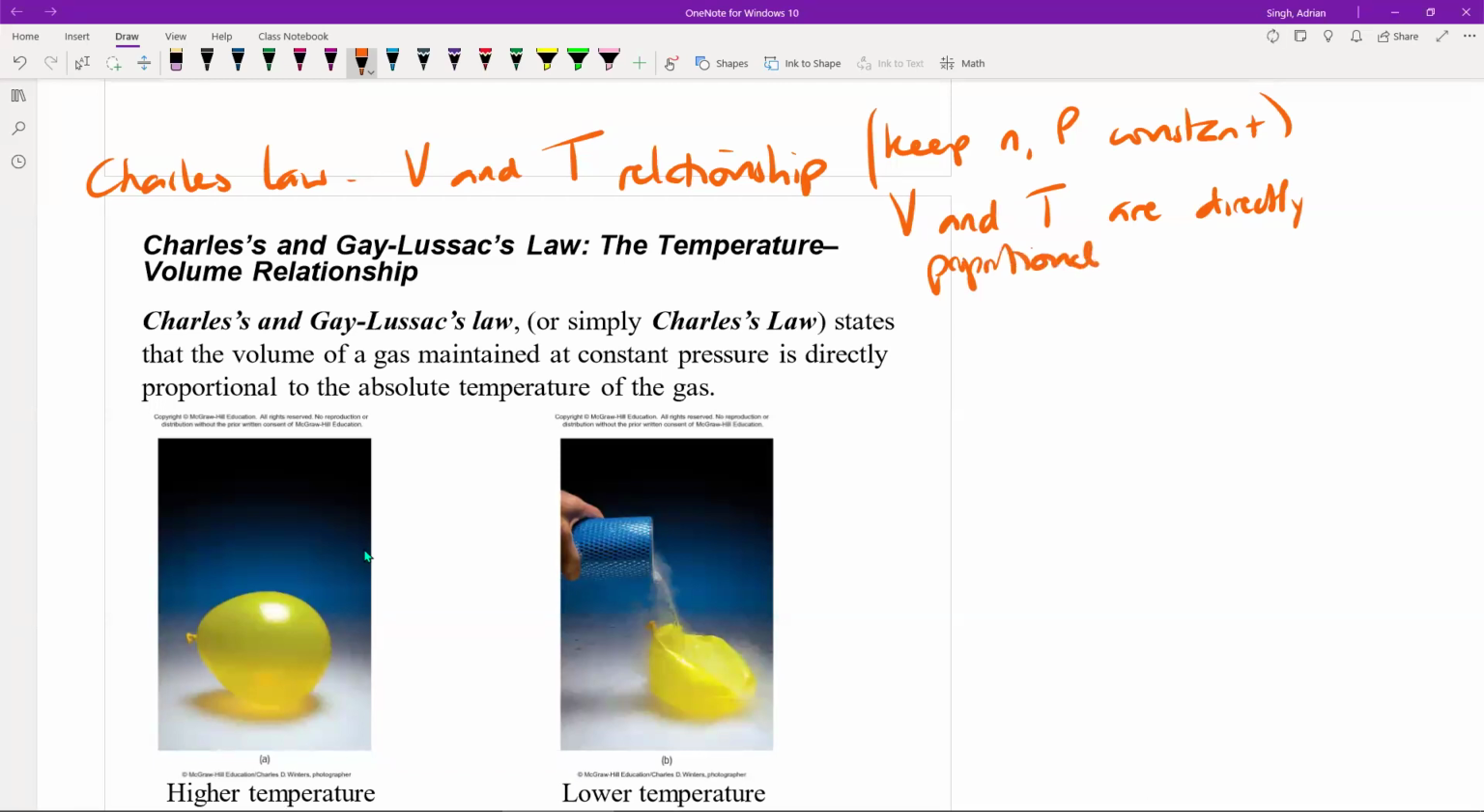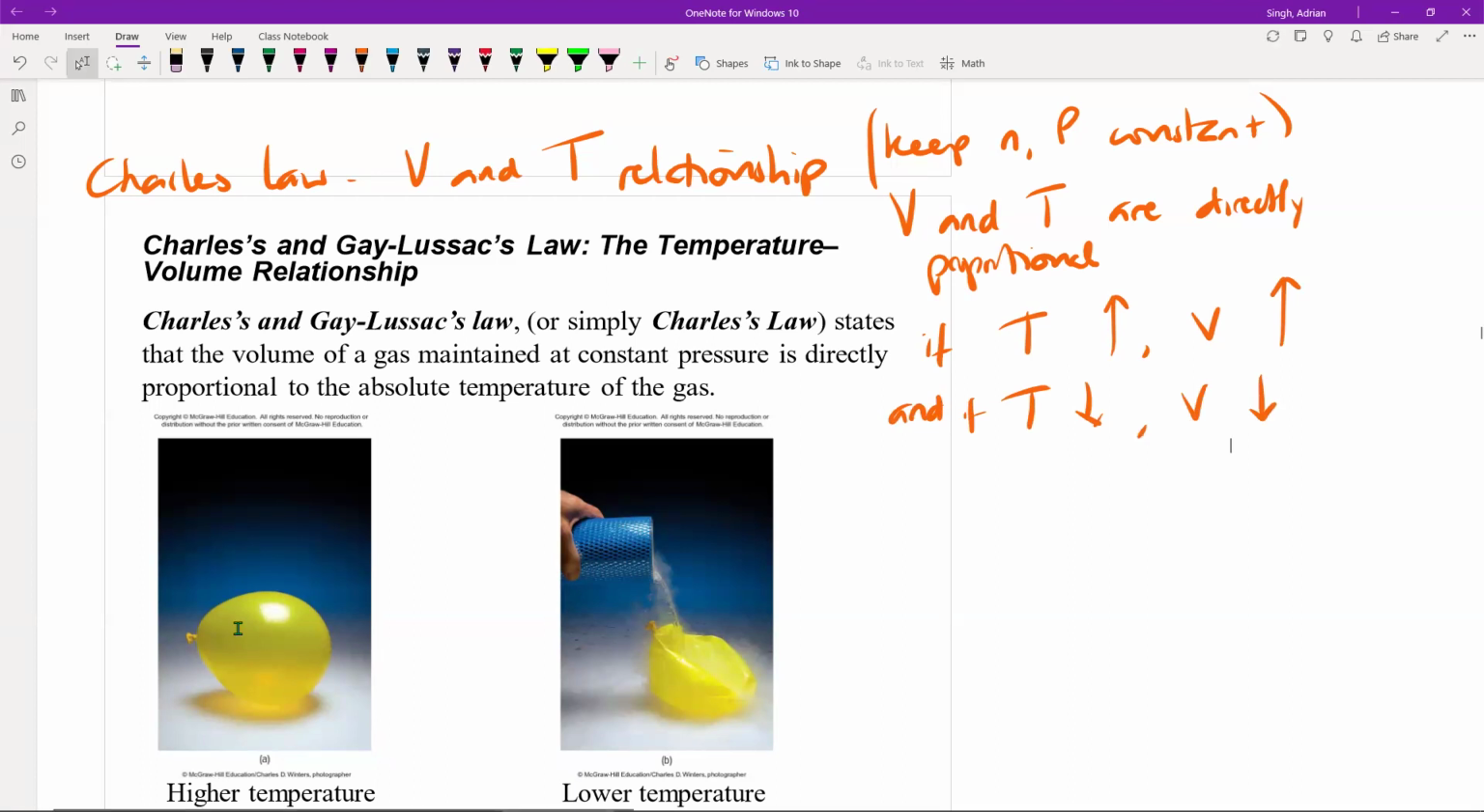So as opposed to an inverse relationship that we saw with Boyle's law, the PV relationship, in a direct relationship, what we find is that if the temperature, for example, increases, if V is directly proportional to it, that means the volume should also increase. And also, the opposite would be true. If the temperature decreases, we would find that the volume decreases as well.